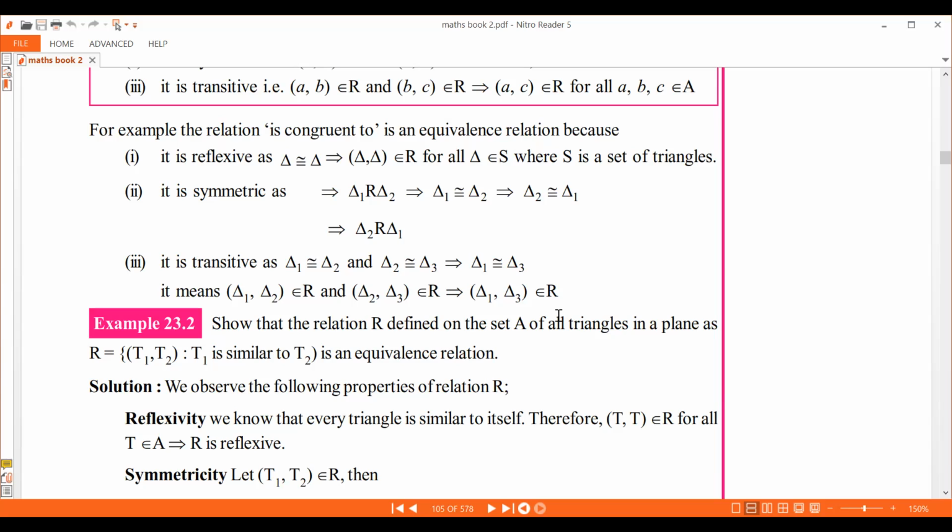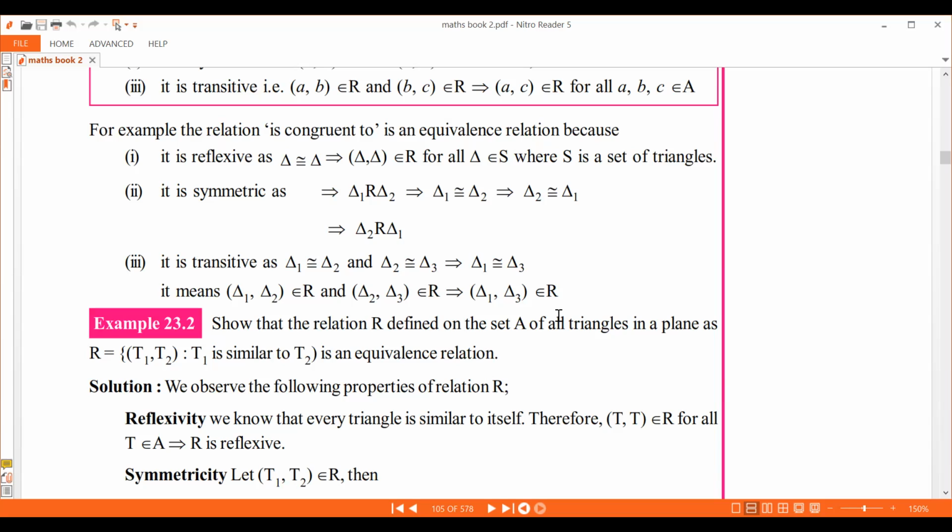It's the same triangle. So can I find doublets? Can I find symmetry? Of course. Why not? You are taking the same photograph, multiple photographs. Can I find transitive? Yeah, of course. That's the equivalence relation. So that's what is written.